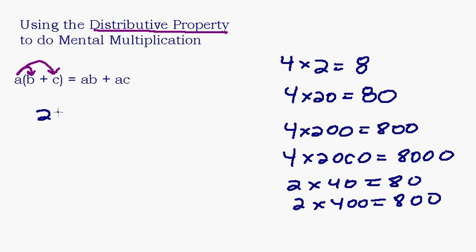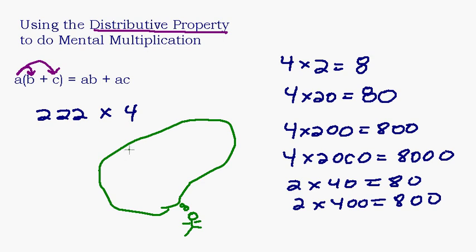Well, let's just do 222 times 4. So in my mind, what I'm thinking is 222 is 200, 20, and 2. And I'm just going to take each of these and times them by 4. So 4 times 200 is 800. 4 times 20 is 80. And 4 times 2 is 8. 800 plus 80 is 880. Plus 8 is 888.